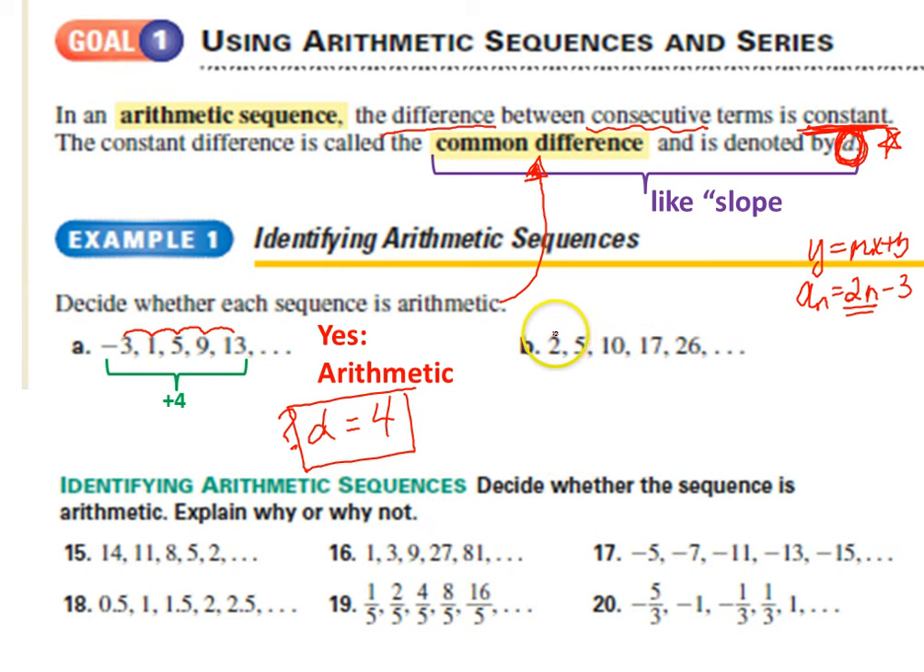How about the next one? 2 to 5 is plus 3. 5 to 10 plus 5. 10 to 17 plus 7. 17 to 26 plus 9. So is there a common difference? No. So no, this is not arithmetic.